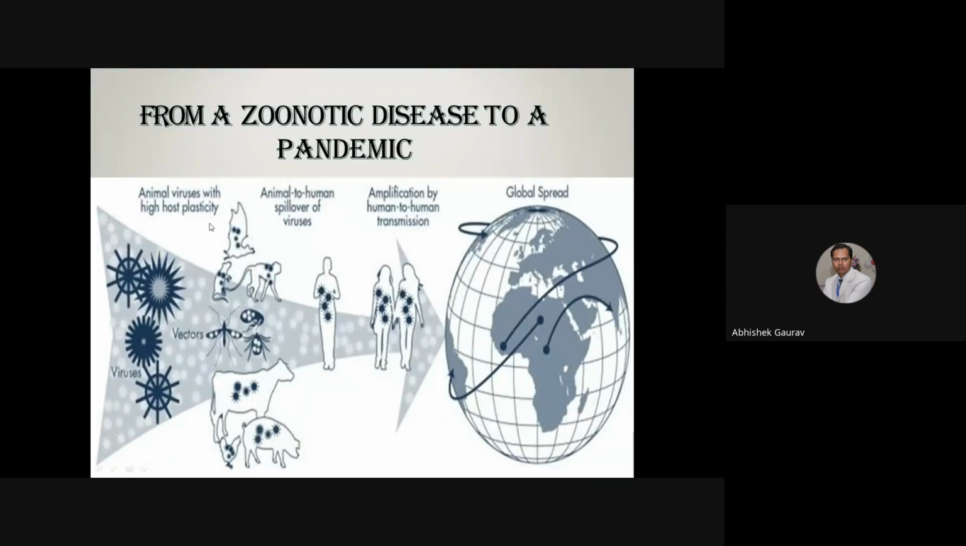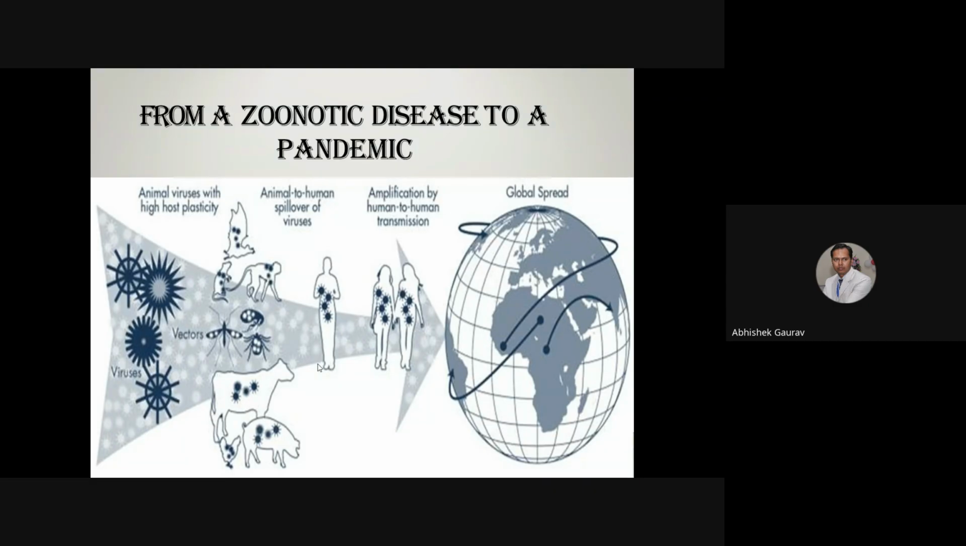Now, from a zoonotic disease to a pandemic potential. See, there is one concept of zoonotic spillover. You might know that there are certain reservoirs, like bat is a reservoir of COVID, or bat is a reservoir of Nipah. Then, if you are eating bat or you are in contact with the bat, there will be zoonotic spillover from the bats to the human beings, or from the monkeys to the human beings, or from the civet to the human beings.